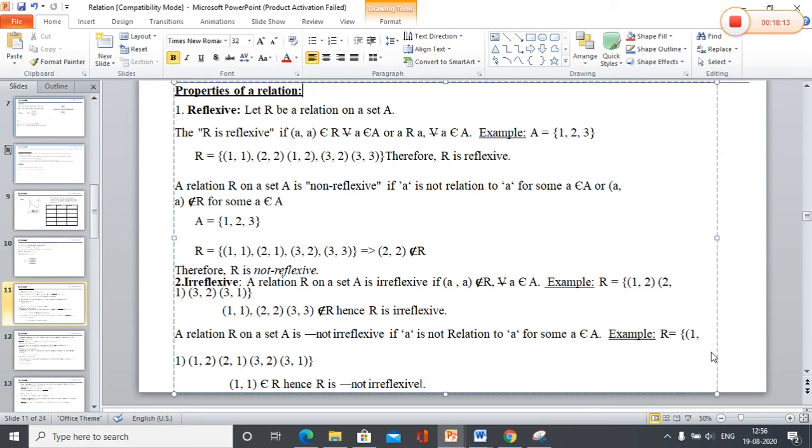Okay. Now suppose I take this example. R is a relation on A where A is {1, 2, 3} and R = {(1, 1), (1, 2), (2, 1), (3, 2), (3, 1)}. So this relation is not irreflexive. Why not irreflexive? Because (1, 1) is there, and none of these (a, a) should be there. So it is not irreflexive, and it is not reflexive also. Why? Because (1, 1) is there but (2, 2) and (3, 3) are not there. Okay. So that is the difference between reflexive and irreflexive.